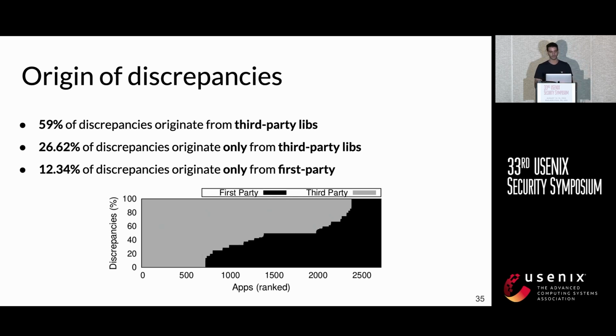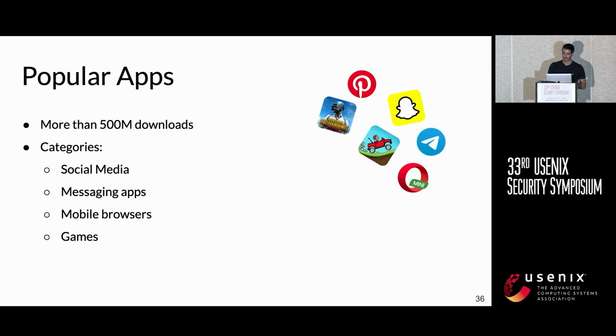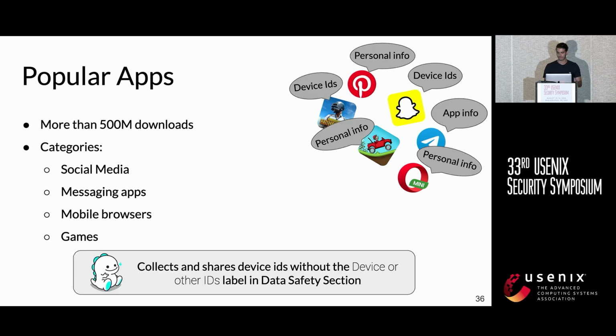Concerning the origin of discrepancies, we found that 60% of discrepancies originate from third-party libraries. Specifically, 26% of discrepancies originate only from third-party libraries, while 12% originate only from first-party code. Hence, we can infer that third-party libraries play a really significant role in those discrepancies. An interesting finding is that popular apps with more than 500 million downloads have discrepancies too, in categories like social media, messaging apps, mobile browsers, and games. For example, the Bigo app collects and shares device IDs without the appropriate label in the data safety section.